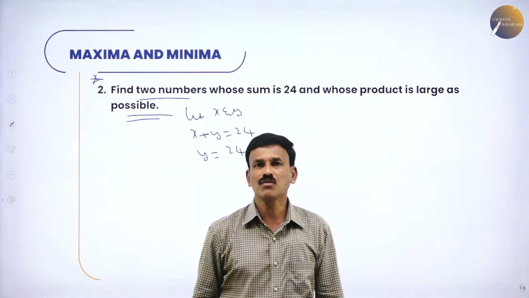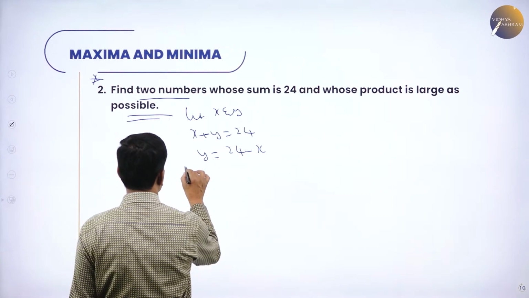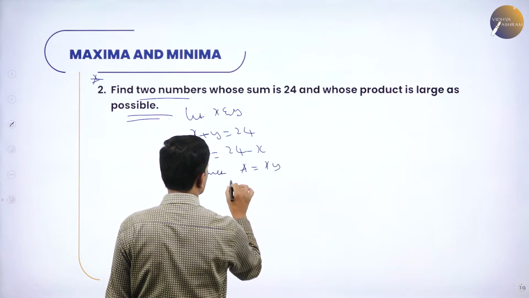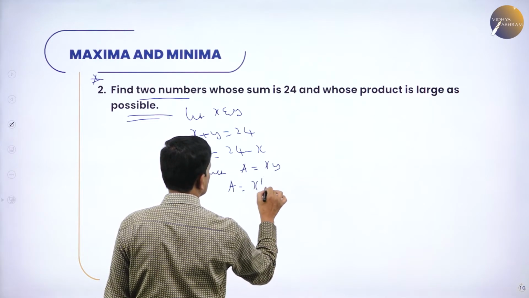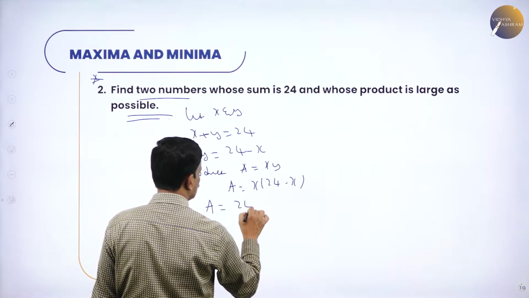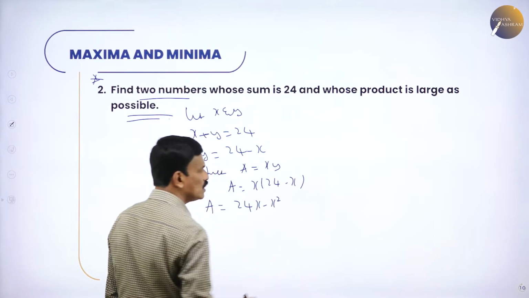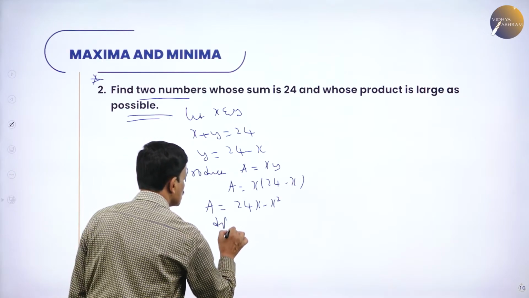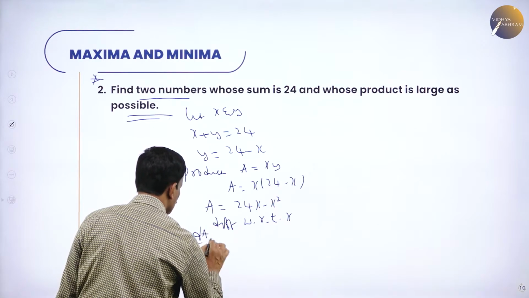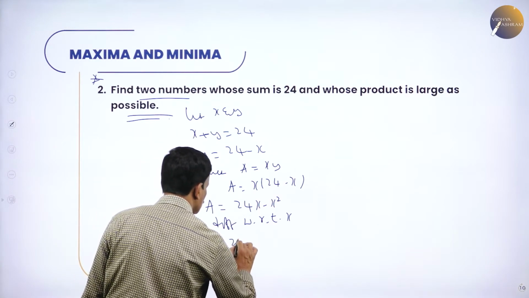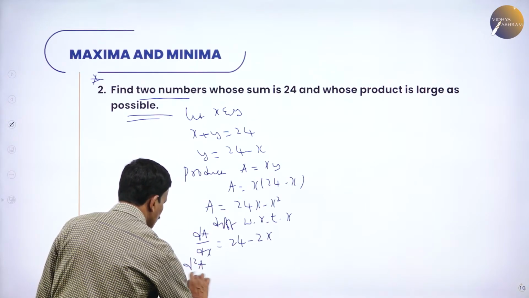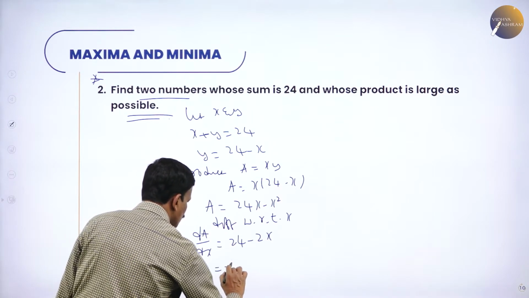Now the product, what is given? Let us consider the product A is equal to x into y. That is A is equal to x into (24 minus x). So therefore A is equal to 24x minus x square. Now differentiate this with respect to x. Differentiating with respect to x, dA by dx is equal to 24 minus 2x. Differentiate again, d square A by dx square is equal to minus 2.